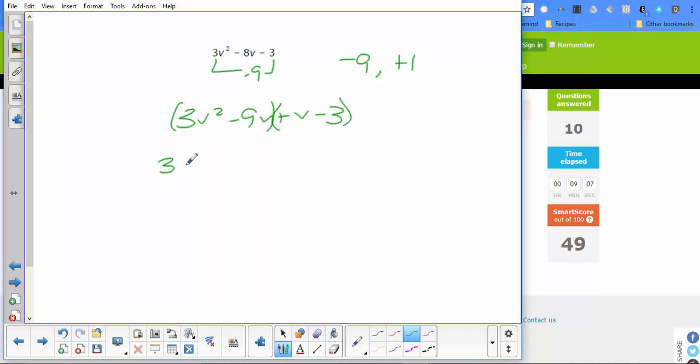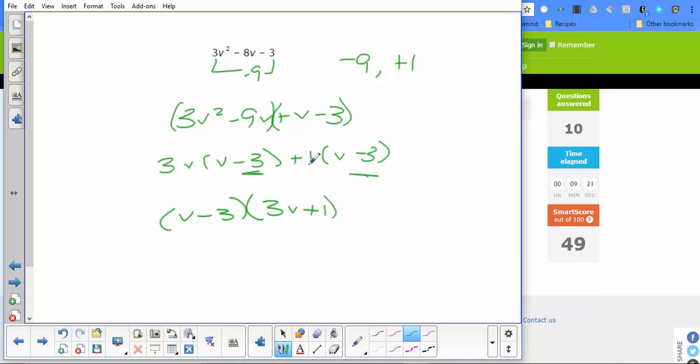The GCF here would be 3v, leaving us v minus 3. Over here the only GCF is 1, so we'll use 1. We have a v minus 3 in both places, so that's one of the factors. And the other factor is 3v plus 1, because those were what the two GCFs were.